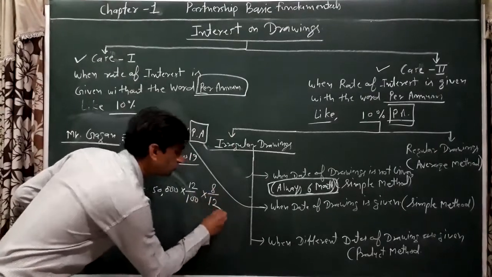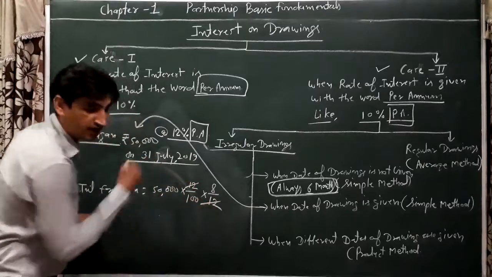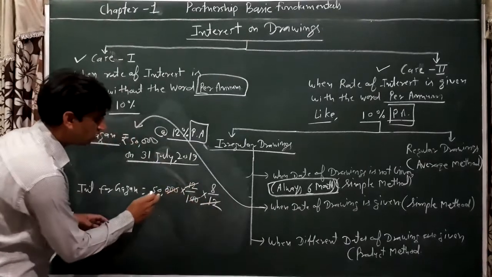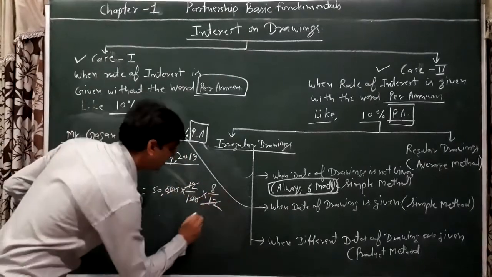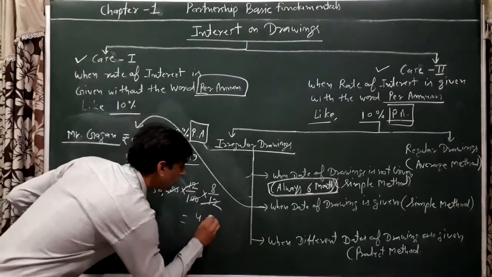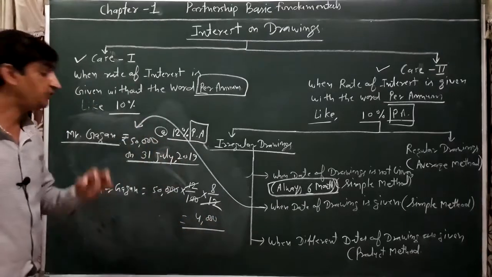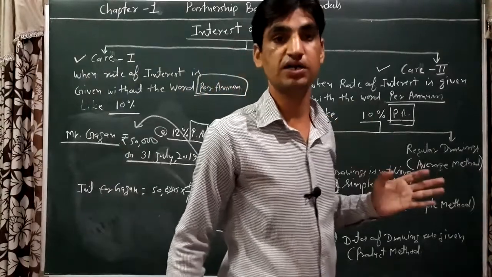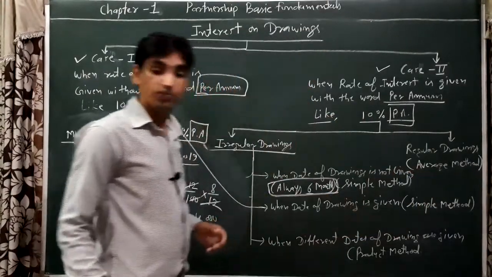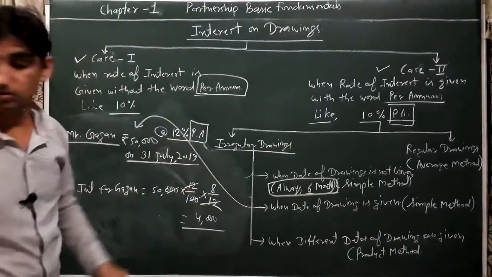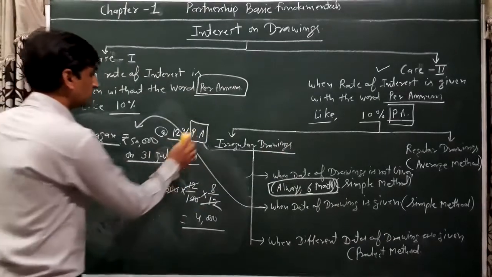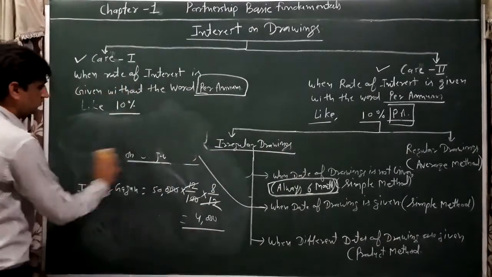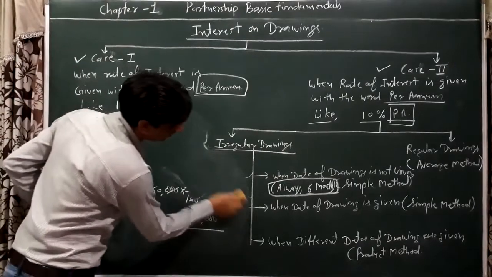8 upon 12. 12 cuts with 12, 20 cuts with 20, 500 multiplied by 8. Your answer will be 4,000. 4,000 will be interest on drawing for Mr. Gagan. Is it clear? Now we will discuss the next important concept.